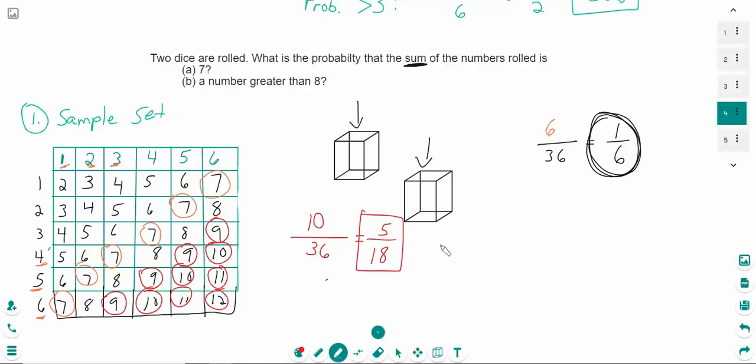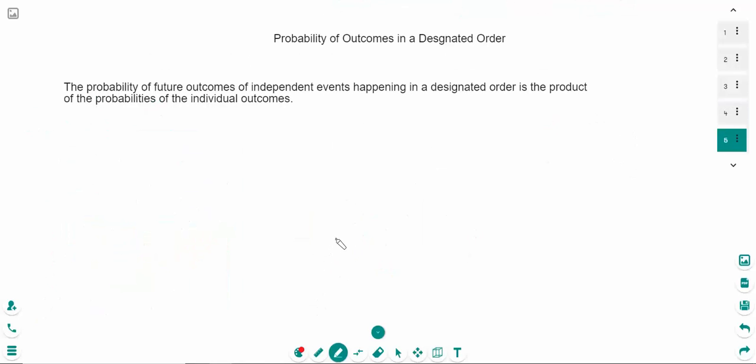So 5 out of 18, I get what I want. 13 out of 18, I don't get what I want. So I actually have a better chance of getting something that's not greater than 8. And that makes sense. If we look at our sample set over here, there are these red circles, but there are a lot more that are not red circles. So we have a much better chance of not getting something greater than 8. Okay? Excellent. All right. Moving on.